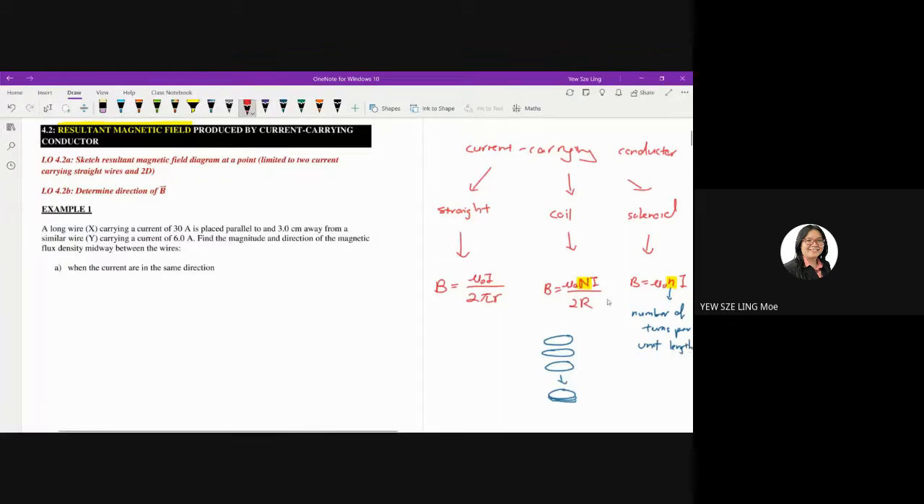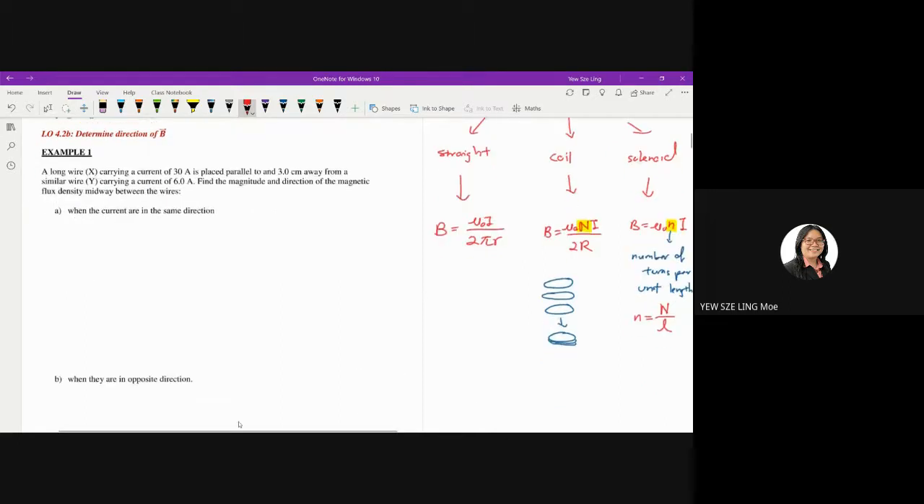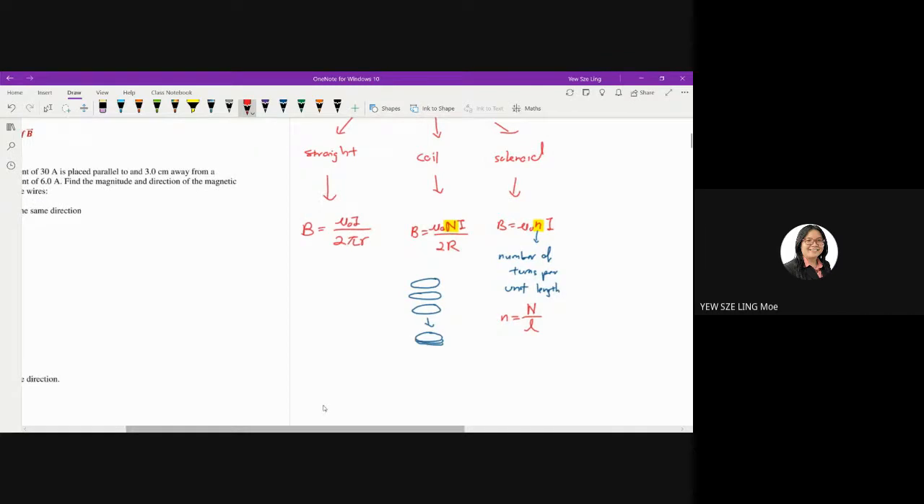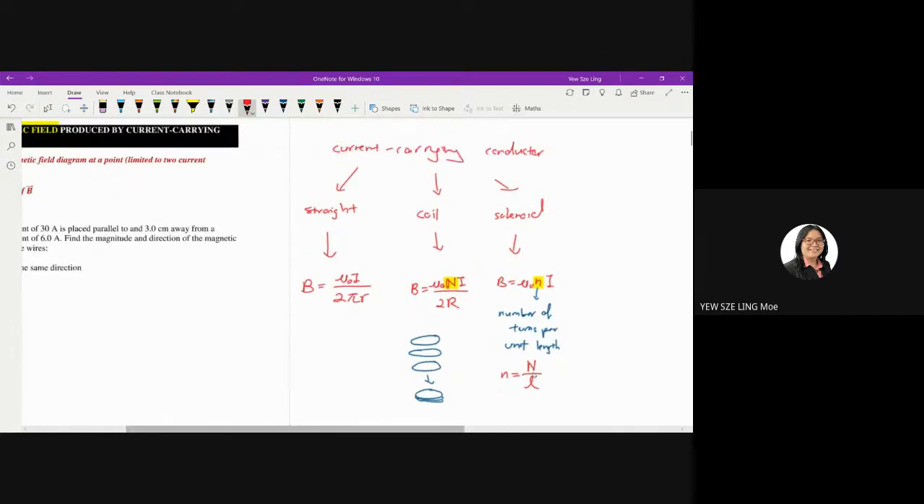Sometimes questions won't give you small letter n. Questions will give you capital letter N with the length of the solenoid. So in that case, you need to know how to calculate the small letter n.